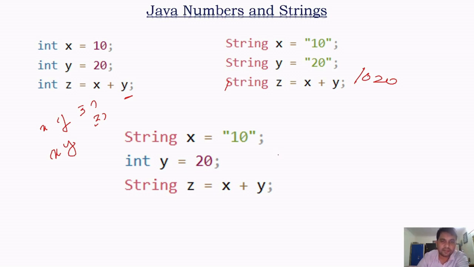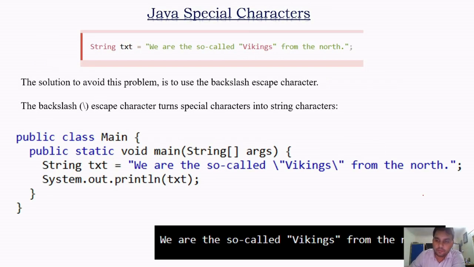So if you see here what will happen, x again the output will be the same, 10 20. Why? Because 10 has been assigned as a string. Whether 20 is given as an integer, no problem, but since 10 is a string, it will print as 10 20. So the next thing that we are going to read is Java special characters.